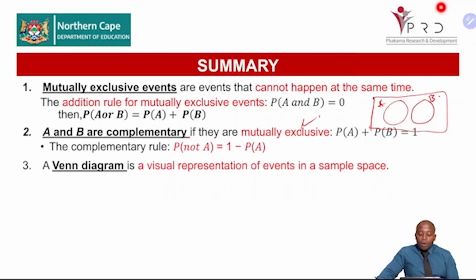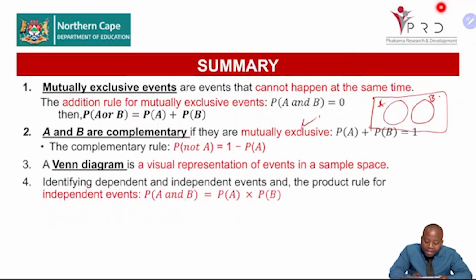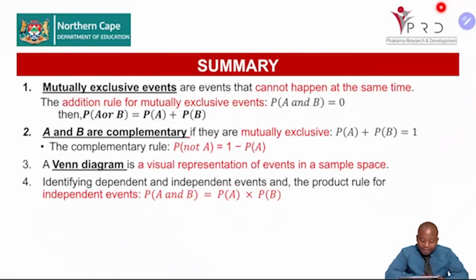Then number 3, we have also populated our information on a Venn diagram, which is a visual representation of events in a sample space. Then number 4, we have dealt with identifying independent and dependent events. To identify whether events are dependent or independent, the probability of A and B should be equal to the probability of A multiplied by the probability of B. If the two are equal, the events are independent. If the events are dependent, that means the two are not going to be equal.